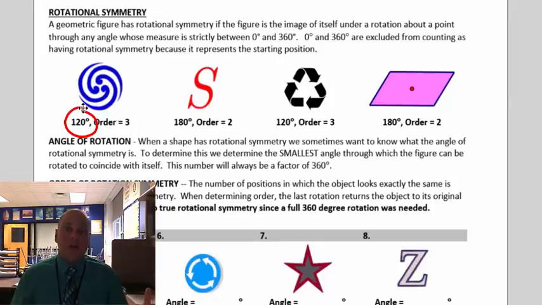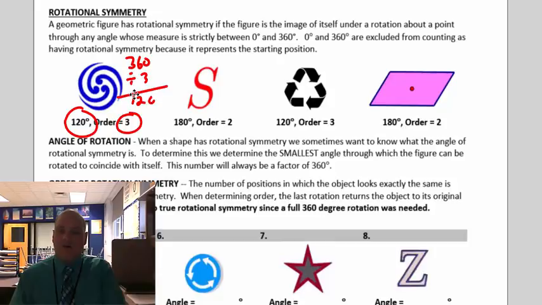the way where you started, because 120, 120, 120, 3 120s is 360. If you rotate 360, you're exactly back to where you started. So the order is 3 because you could do it 3 times. 3 120s is 360. So 360 divided by 3 is 120. That's how it's always going to work.